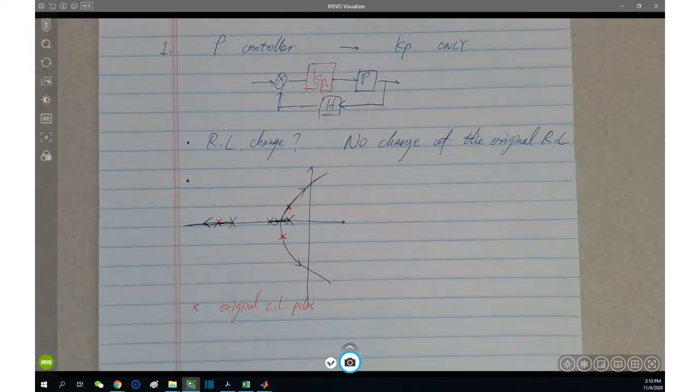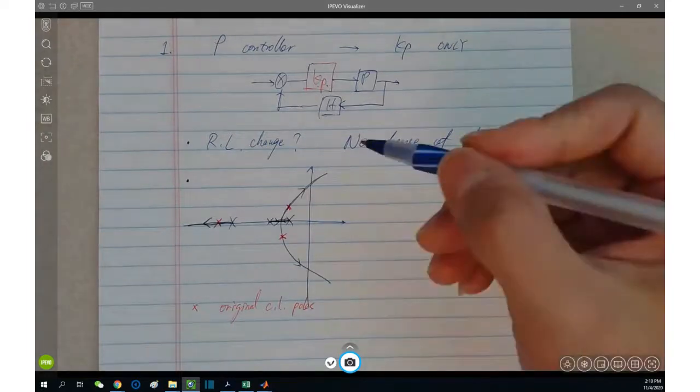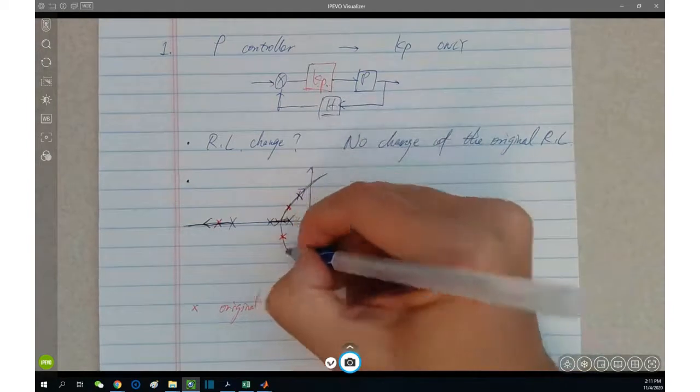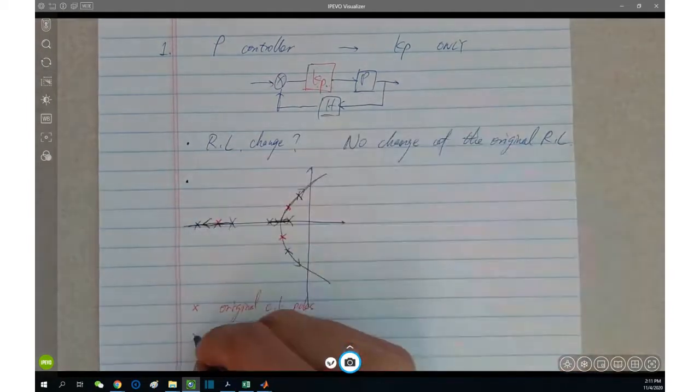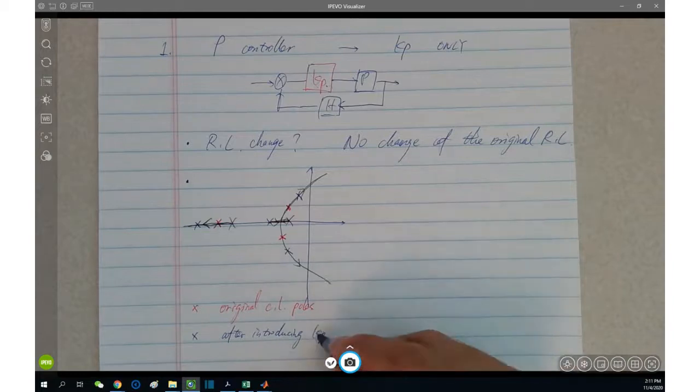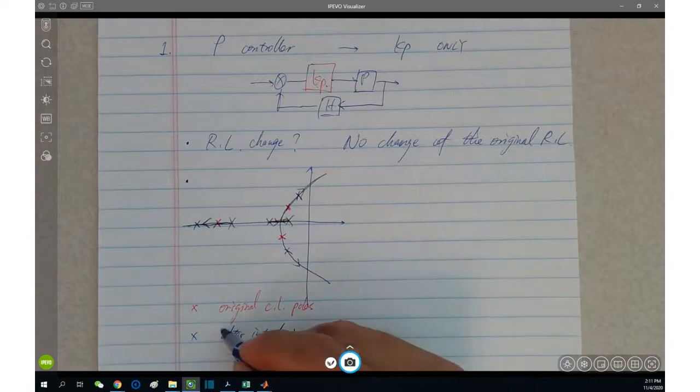After giving a KP, what happened? Your closed loop pole location moves. Does it make sense? It really moves, to maybe somewhere here, after introducing KP. Closed loop.